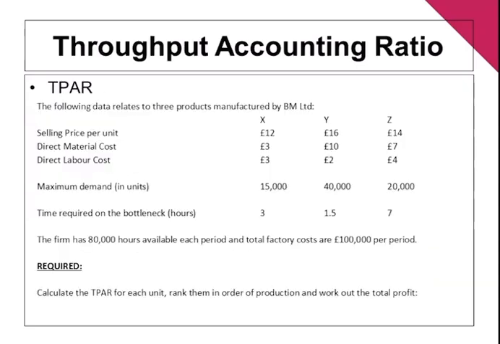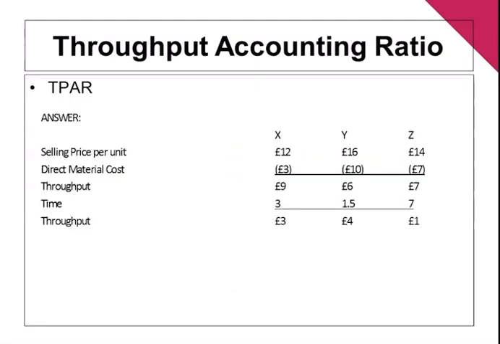So, throughput accounting ratio, or TPAR to give it its acronym. There's your question. Under normal circumstances, contribution would be selling price minus materials minus labour, which would be £6 for X. But in this case, our throughput is 9. Sales less materials gives you your throughput. All relatively straightforward.